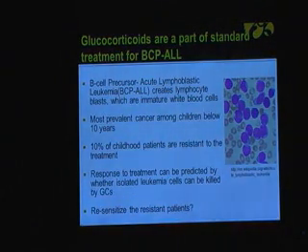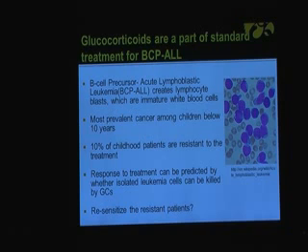Glucocorticoids are a part of the standard treatment for BCP-ALL, which is B-cell precursor acute lymphoblastic leukemia, and synthetic glucocorticoids like dexamethasone and prednisone are used for the treatment. This is the most prevalent cancer among children below 10 years of age, and though the standard treatment is remarkably effective, 10% of the patients are resistant to the treatment.